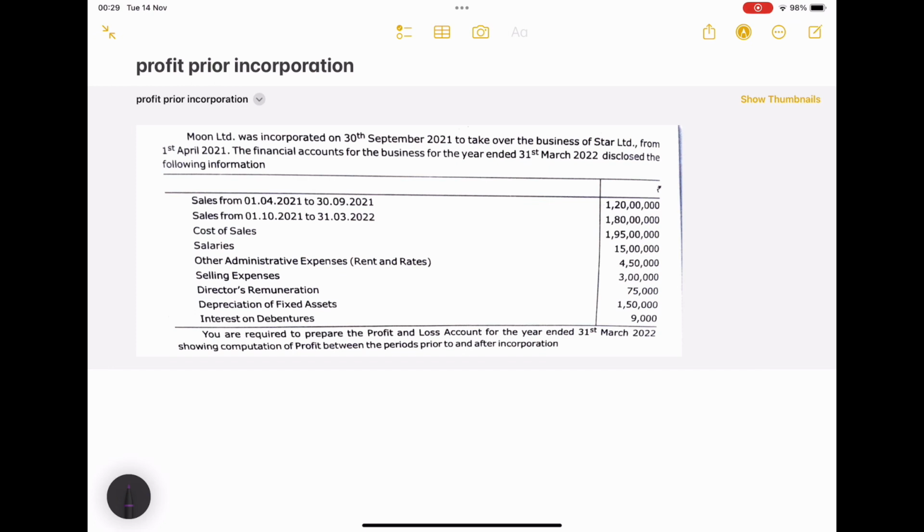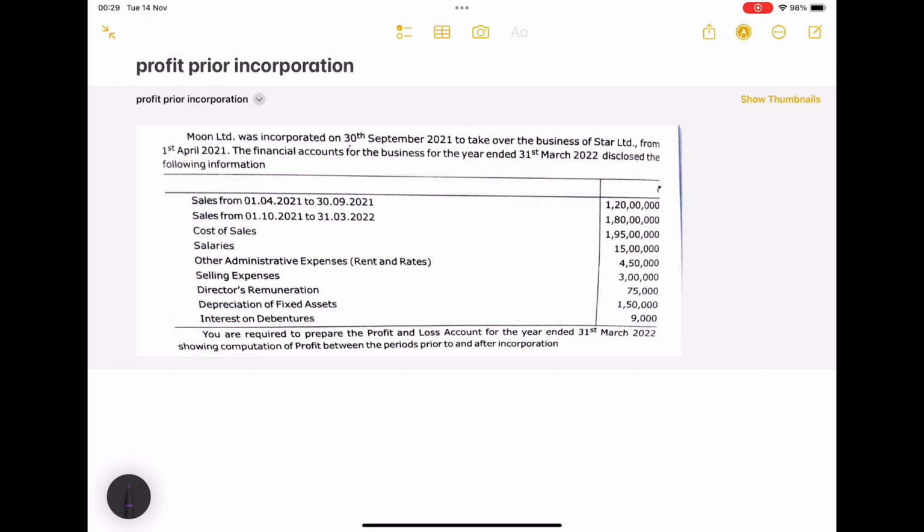So here the first three lines, as usual, belong to the time ratio calculations. The books of account start from 1st April and the company was incorporated on 30th September, and the books of account close on 31st March. So the following is the related information on the sales ratio as well as the other particular information of the question.